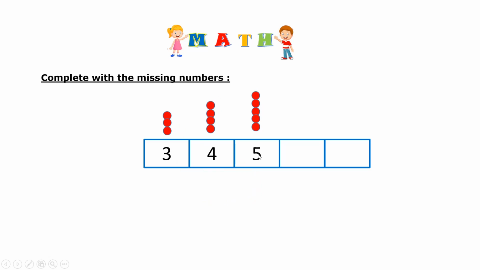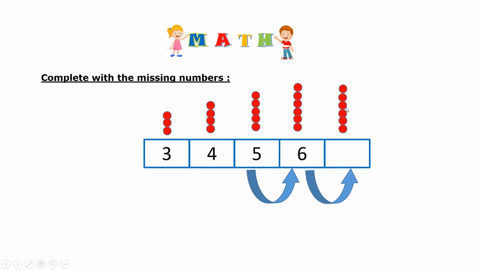Now, if I want to know what's the number after 5, okay? So it's like I have the same 5 marbles and I add 1. 5 and 1, it's 6. Great. Now, after 6, it's like I have the same 6 marbles in here and I add 1. 6 and 1, it's 7. Great job. So I should read now the result. I have 3, 4, 5, 6, 7. Excellent job.